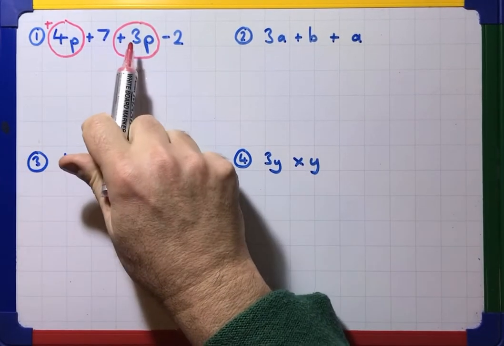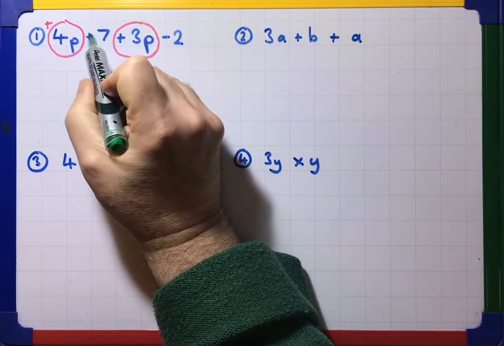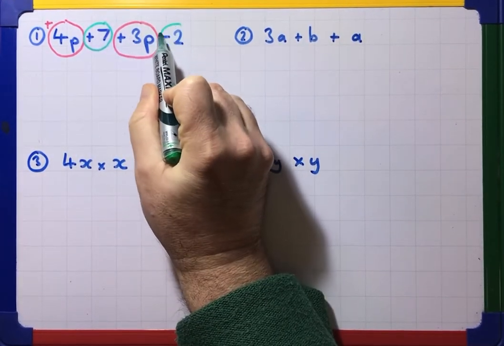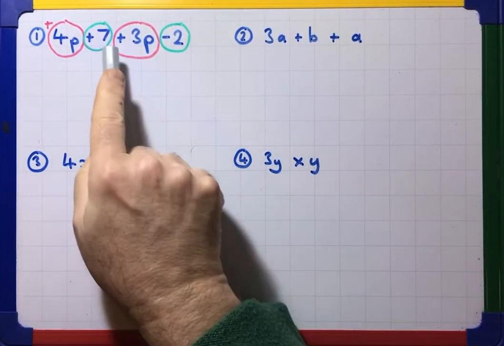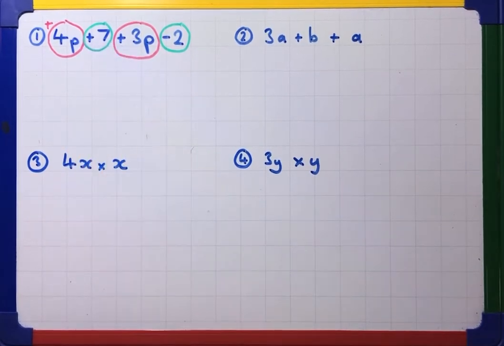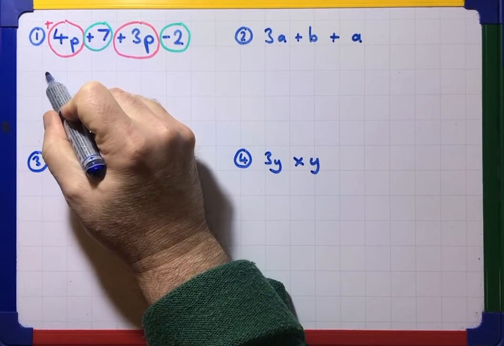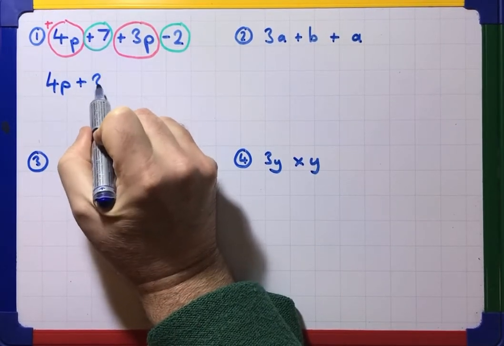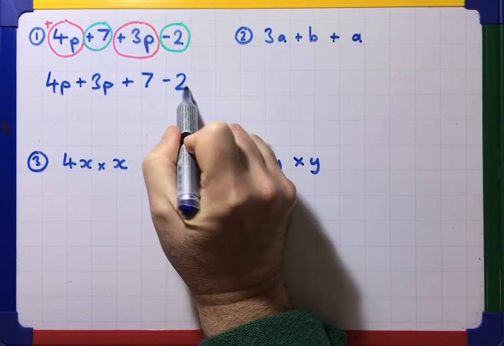So what we've got to start off with, we look at those two, and similarly with the numbers, the plus goes with the 7, and the minus goes with the 2. We can rearrange these, okay? So if I swap these two bits over, then what we have is, you don't have to put the plus in, you can just write 4p, it stands for plus 4p, plus 3p plus 7 take away 2.